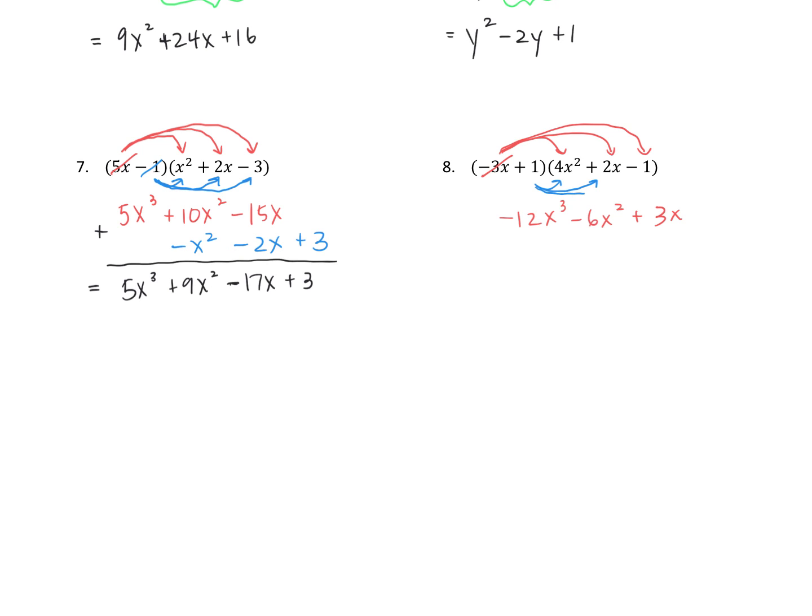Multiplying by 1 doesn't change the value, right? So this is just going to be 4x squared plus 2x minus 1. Now that I've distributed everything, I can add up my like terms. So I'm going to have negative 12x cubed minus 2x squared plus 5x minus 1.